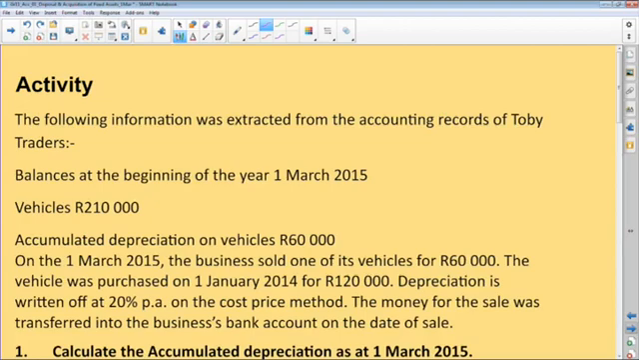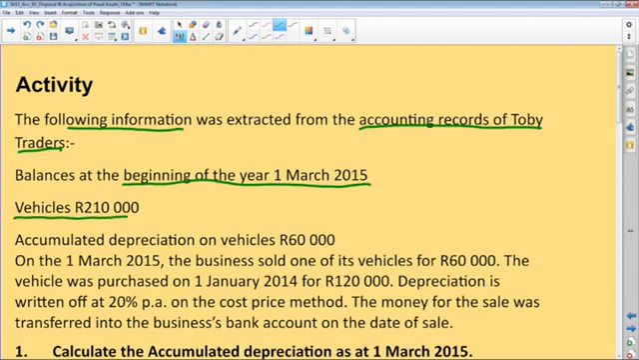Okay, so guys, the activity that we are about to do, remember, I want you to work with me. You've got the information in front of you. You're looking at the screen. You've got your calculators in front of you. So please work with me. Okay, the activity that we are completing today, the following information was extracted from the accounting records of Toby Traders. Balances at the beginning of the year, 1st March 2015, we've got vehicles, 210,000, and another opening balance for accumulated depreciation, an amount of 60,000.